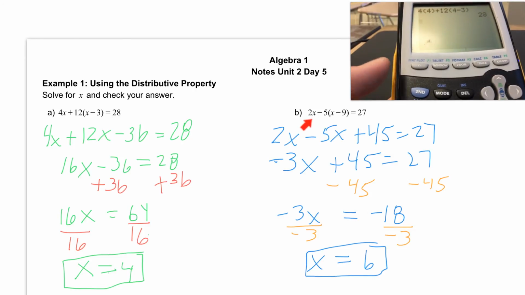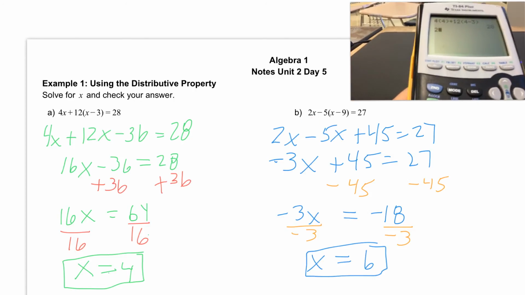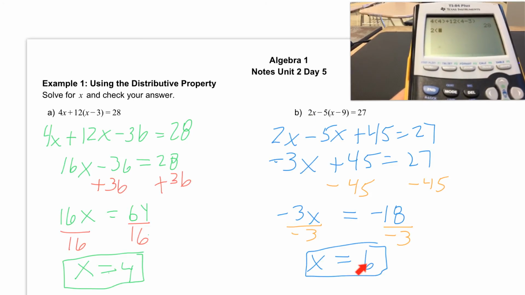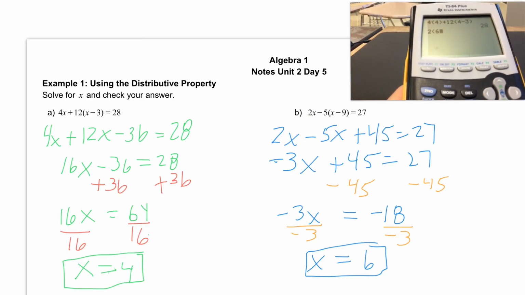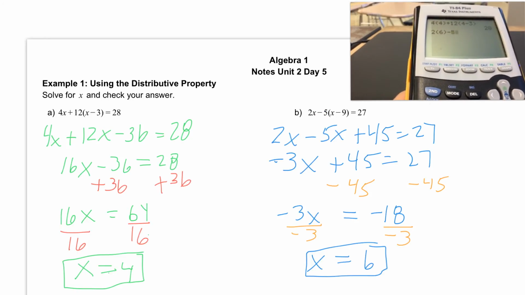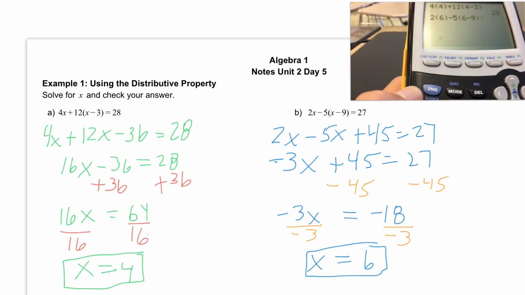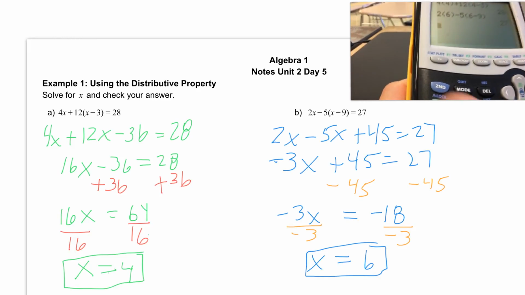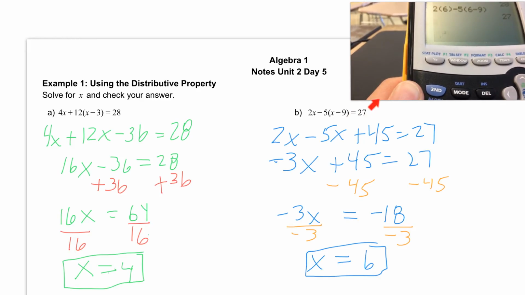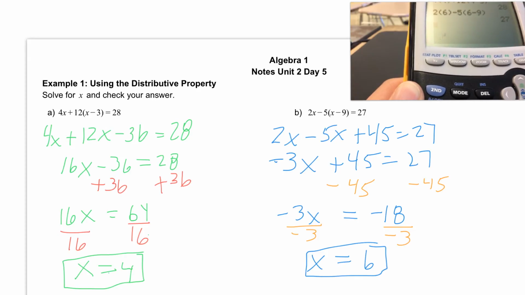So I'm going to start with the 2x. So I have 2 times, so where my variable is, I'm putting in the 6. Close that parenthesis. Then I'm going to hit my subtraction sign, minus 5, parenthesis, and then where this x is, I'm going to replace it with a 6, minus 9, close that parenthesis. So if you can see, I've typed in this exact problem on the left-hand side and replaced all the x's with a 6. Now if I hit enter, you see that I get 27, which is what I wanted. So that means I did my problem correct.